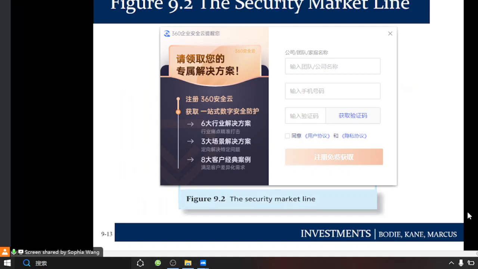So if you draw a line, just considering the relationship between the beta value and the expected return, we can get this line. This line, okay, big noise.